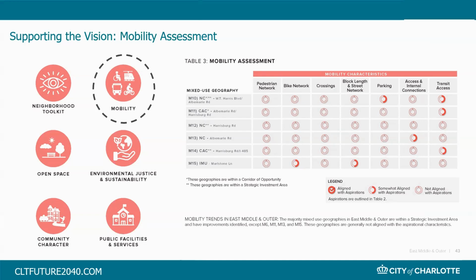For example, if a developer wants to rezone a site within one of these mixed-use locations, they should use this assessment to propose a project that improves conditions. Similarly, community members can evaluate a proposed project against this assessment to determine if the project contributes to the area's aspirations. The open space and community character chapters include a similar assessment because open space and character are important components of the place type aspirations.